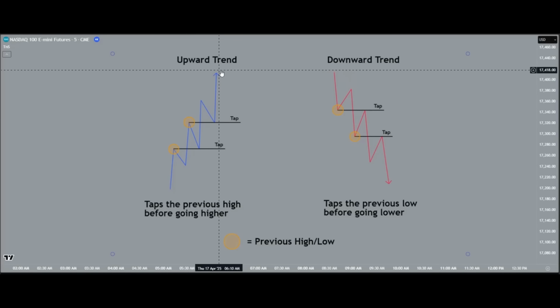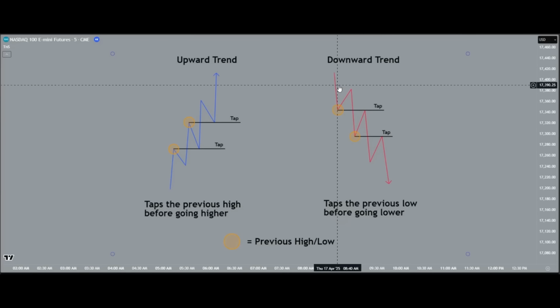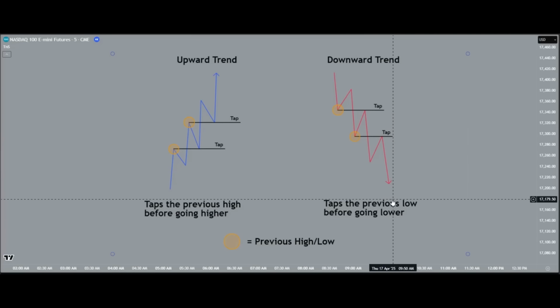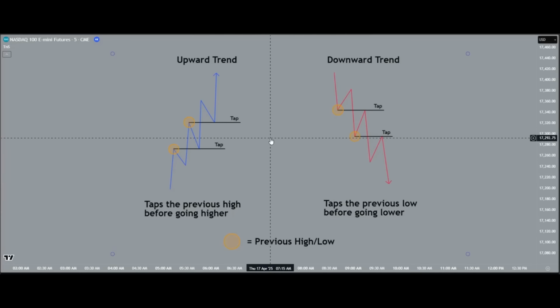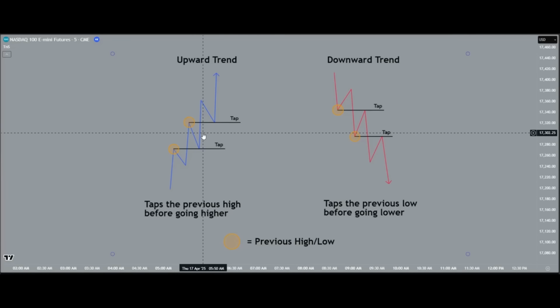And when price is moving down, we start off going down, come back to a previous low that's not pictured, move down again, come back up to the previous low that's there, move down again, come back to this previous low, then come down once again. So it just taps the previous high or low before going higher or lower, depending on, of course, if you're in an upward trend or a downward trend.